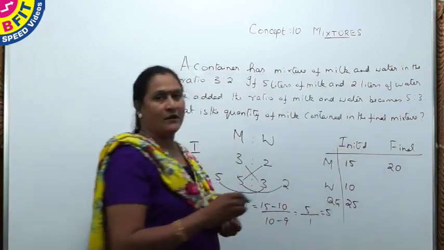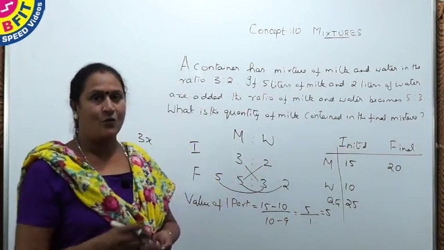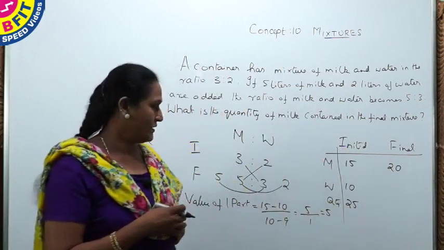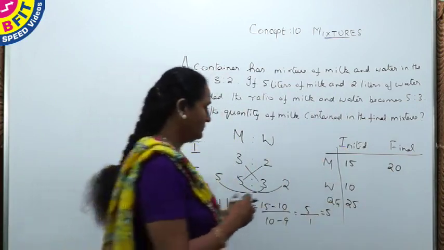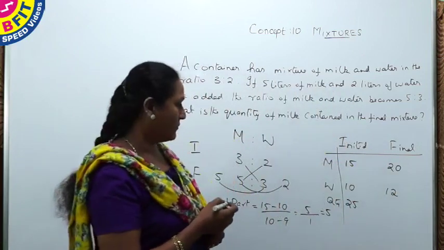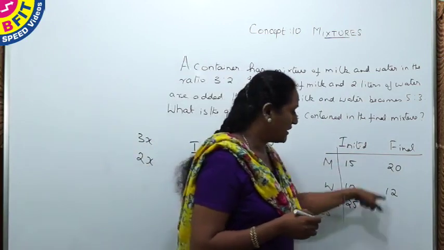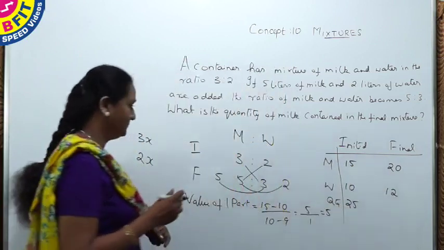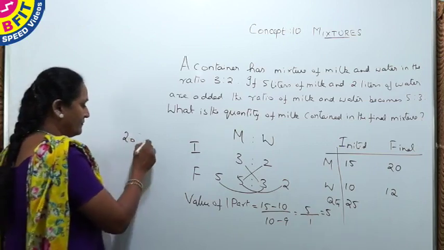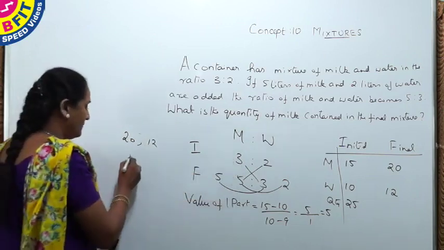So you get the final quantity of milk in the mixture as 20 liters. And if the final quantity of water is asked, initially 5 into 2, 10 liters of water was there, and 2 liters is added. So 10 plus 2, 12. So the final quantity of milk is 20 liters, the final quantity of water is 12 liters. When you check here, 20 and 12, and when you simplify, you get the same ratio, 5:3.